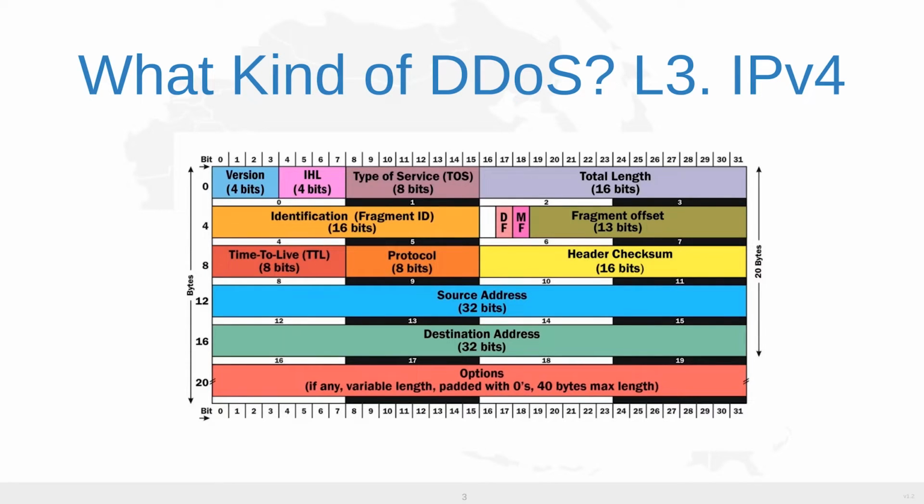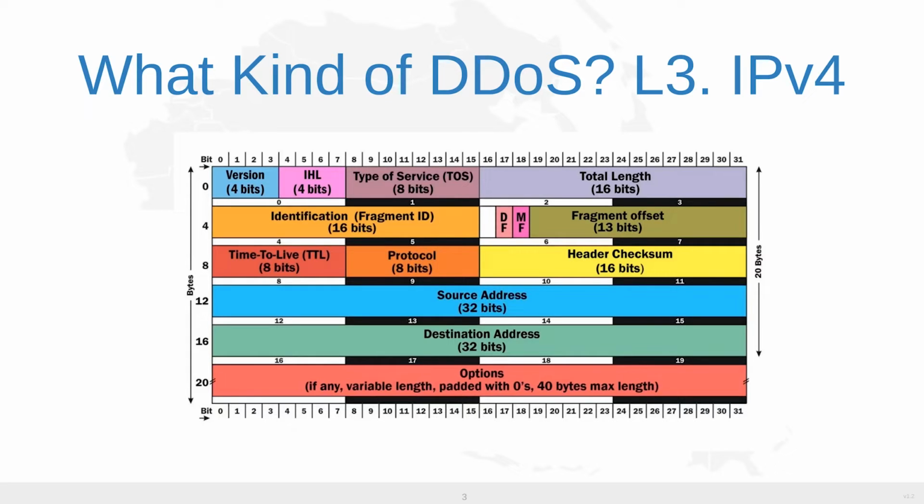Let's start by looking at the header format for an obsolete, I hope, very obsolete protocol called IPv4. What can we find here? We can find plenty of fields. And my question is, what field can be used for a DDoS attack here? Do we have any constraints? Do we have any limitations? And unfortunately, almost every single field on this slide can be used as an attack vector.